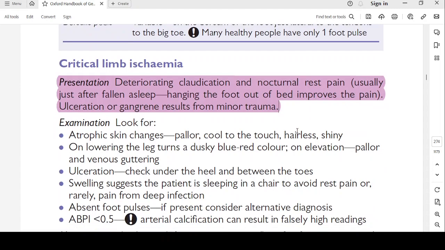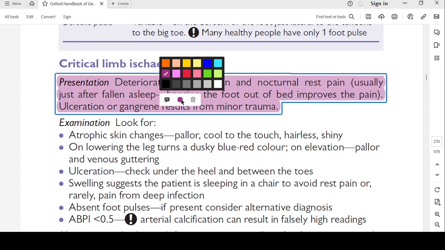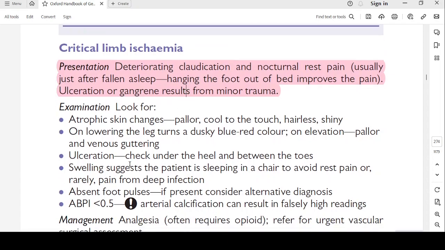Examination. What do you have to look for? Atrophic skin changes. Whenever there is peripheral arterial disease or chronic arterial insufficiency of the lower limbs, you will see some skin changes: pallor, cool to touch, hairless and shiny. On lowering the legs they turn a dusky blue-red color. On elevation there will be pallor and venous guttering.